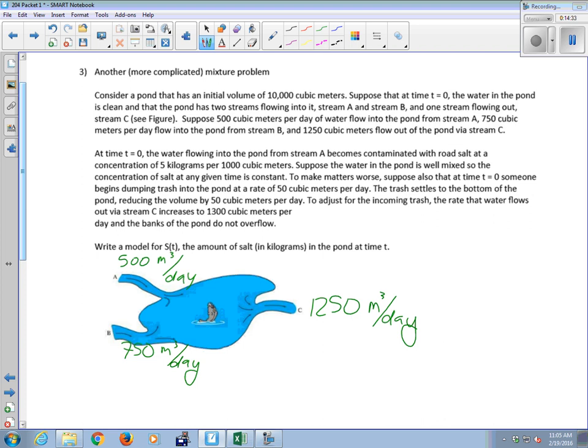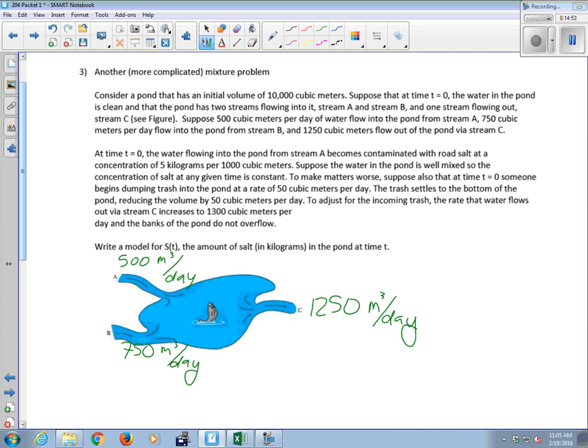It is a lot of trash, yeah. Wouldn't that increase the flow out? Yep, that's the last sentence. To adjust for the incoming trash, the rate that water flows out via stream C is going to increase to 1,300 cubic meters per day. Disgusting. Okay, so that the banks of the pond don't overflow.